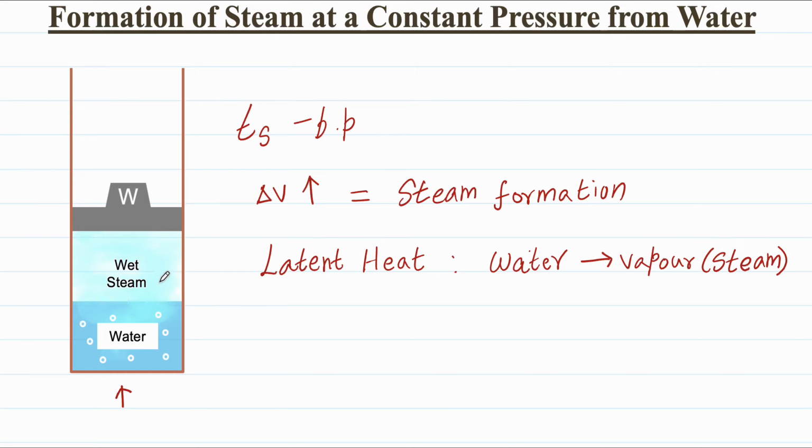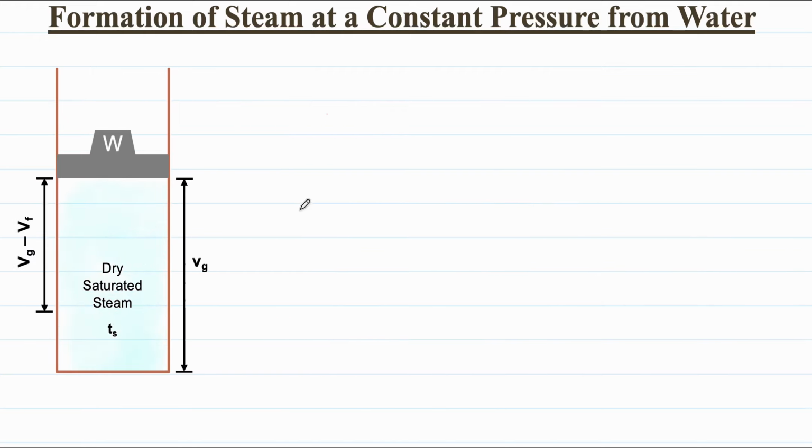And we can see that the steam generated is in contact with water. As long as the steam is in contact with water, the steam is called wet steam. If the wet steam is further heated, all the water particles associated with the steam evaporate, and what we get is dry and saturated steam. So the temperature at which the dry and saturated steam is formed is saturation temperature Ts. And we can see the initial volume Vf, that is the volume of water, is now changed into the volume of the dry and saturated steam.